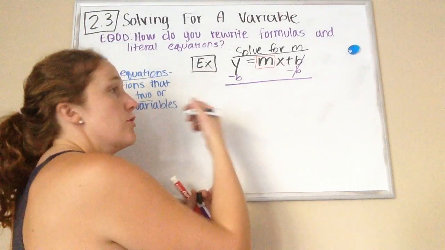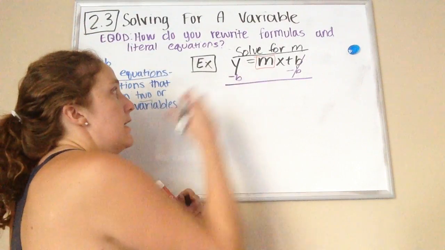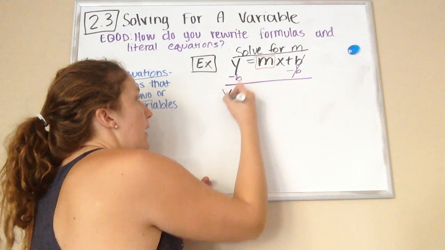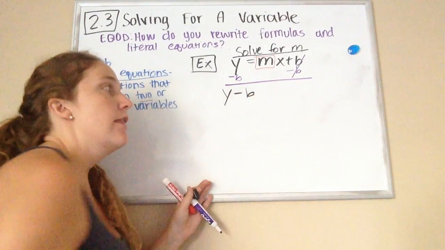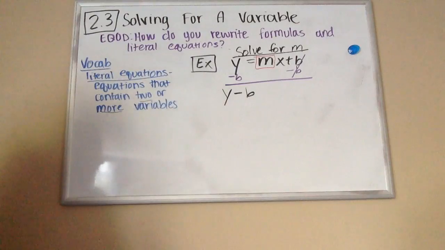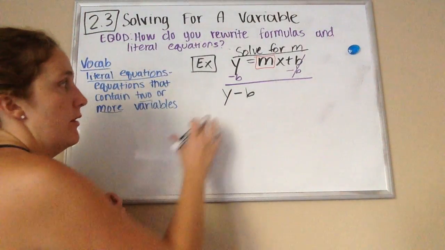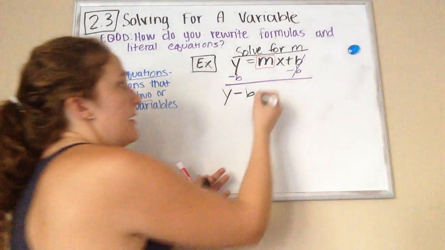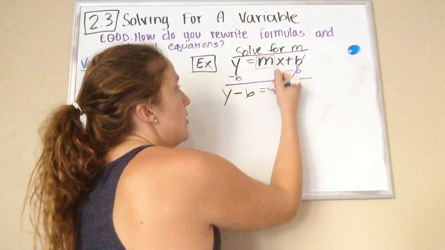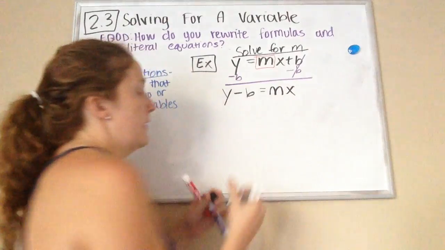Just keep them separate. Just write it just like I said. Y minus b. They aren't like terms. You can't combine them. There's nothing else you can do. Just write it out just like it sounds. Y minus b is equal to, and we've still got our mx.